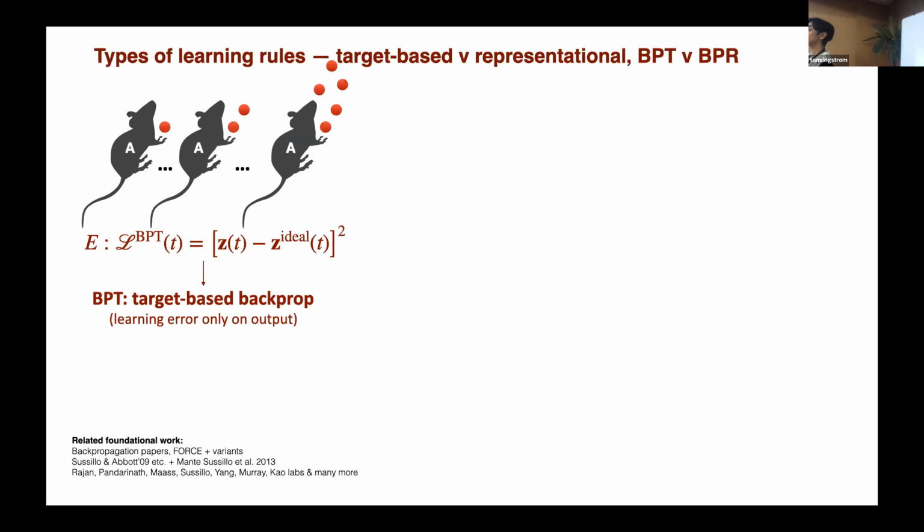Now, in addition, I want to disambiguate classes of learning rules. So we can pick one that should be familiar to a lot of us, standard backprop, where the loss function is just computed on a single output or a low dimensional behavioral output. So let's say if this weren't a mouse going from naive to expert, if this is a neural network model, then Z of T is just the weighted output like a behavioral level target. And that is at every time step matched to some idealized target you can cook up. So that's very standard target-based backprop. Learning errors only on the output.